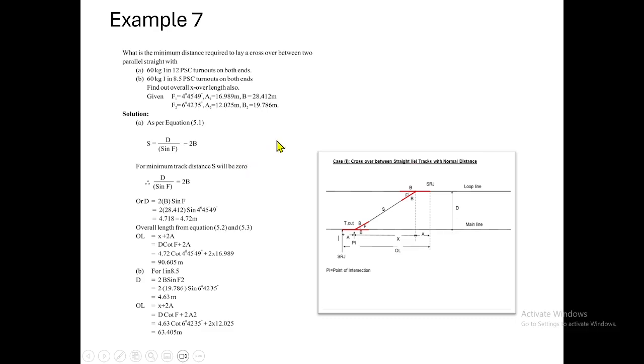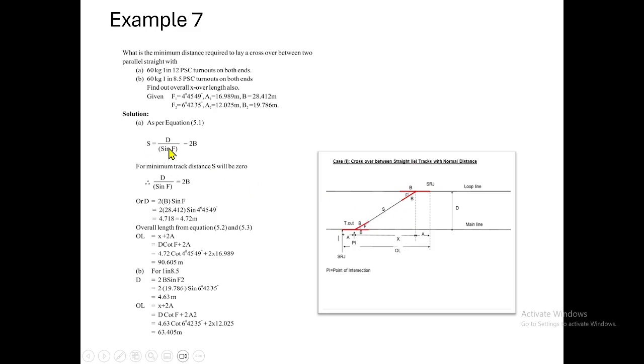So the next example we'll see is the same crossover with normal distance. In this exercise, they asked for the minimum track distance: how much should it be when we are providing 60 kg 1 in 12 points and crossing on both lines, and only 1 in 8 points and crossing on both lines? What should be the minimum track distance we must ensure?